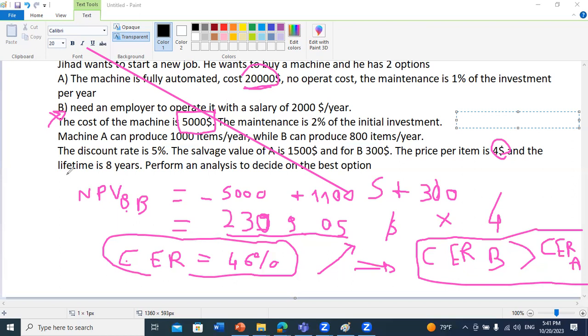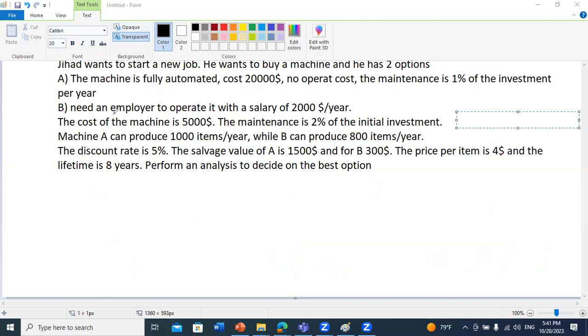Okay, look, what is the main difference between the two machines? Machine A is more developed, if you want. It's an automatic machine. It doesn't need an employer to operate it. So when it comes to cost, the investment is really high, but for the remaining years, you don't need an employer here. So you have no operational cost for machine A. You only have a maintenance cost to pay.